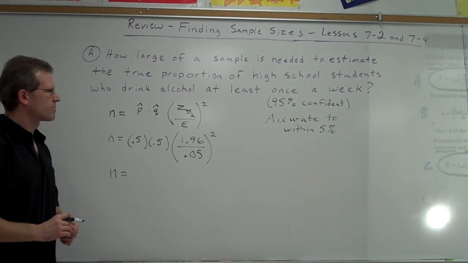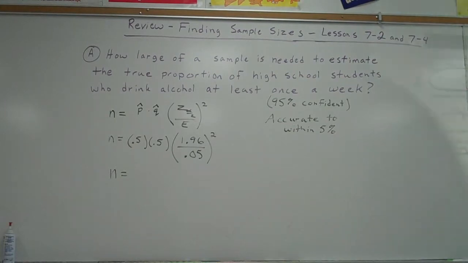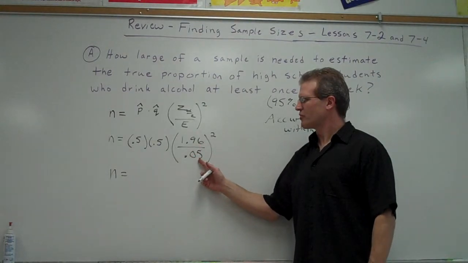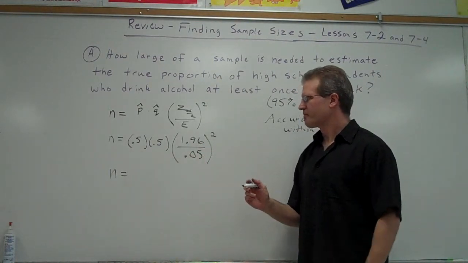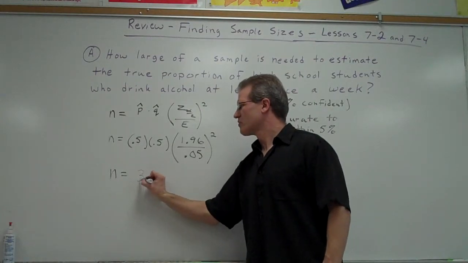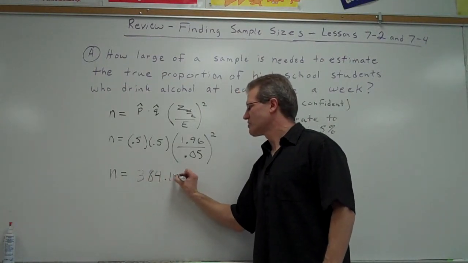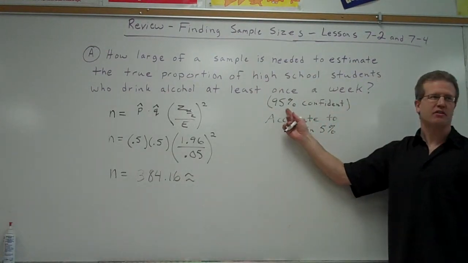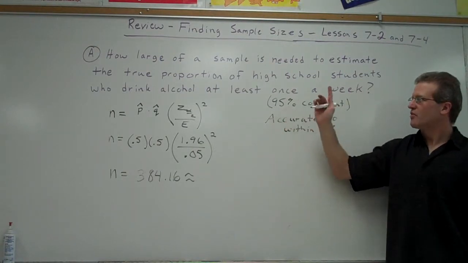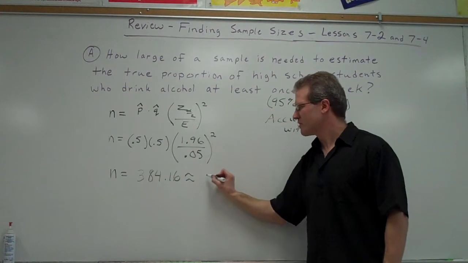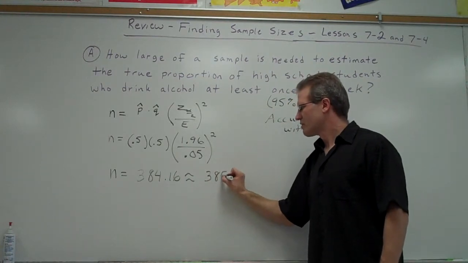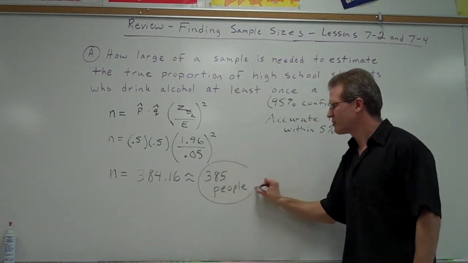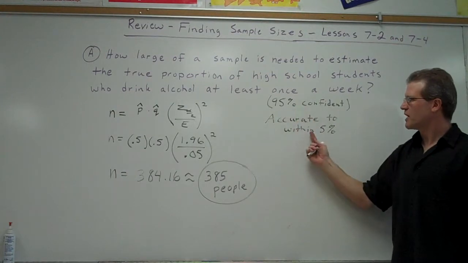Turn this off for a minute. 0.5 times 0.5, and then times 1.96 over 0.05 squared. 384.16. Now, if we round that down to 384, then we're not going to quite be 95% confident. We'd be a little bit less than 95% confident. If we want to be at least 95% confident, we have to round that up to 385 people. I would have to ask or survey 385 people to be 95% confident and to be accurate within 5%.